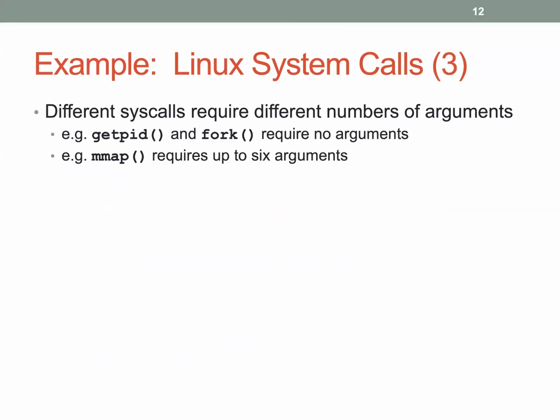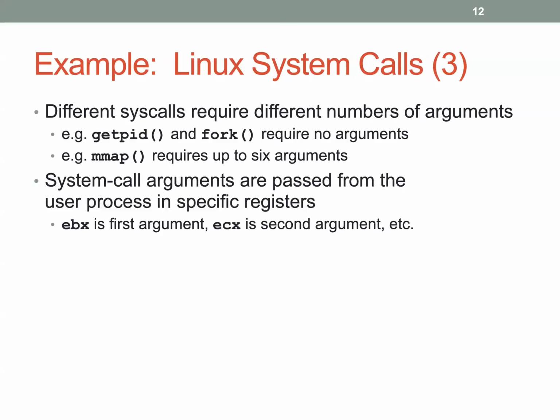Okay, let's see. Different system calls require different numbers of arguments, and so this is another challenge that you have to sort out, and this is going to be relevant to you with the Pintos system call mechanism. You have, as examples, getpid and fork, which take 0 arguments. You'll pass a system call number, but that's it. And then this fancy pants mmap function, which changes the virtual memory mapping of a process, can take up to 6 arguments. So you can imagine that's a lot of information to pass.